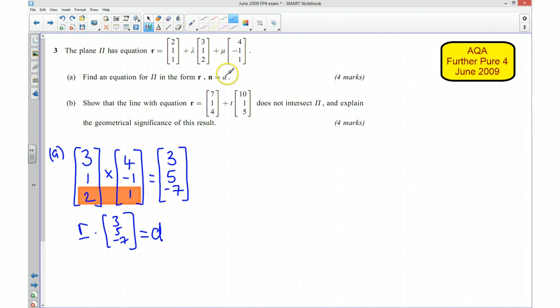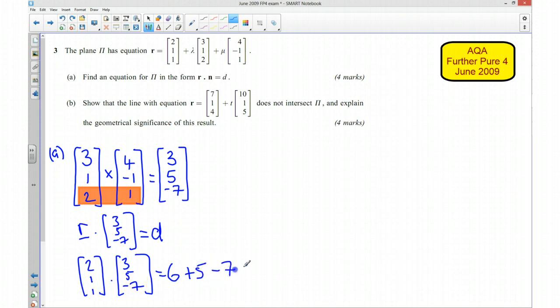Now luckily from here I do know a point on the plane, because I know 2, 1, 1 is going to be a position vector that lies on the plane. So I can now dot that with 3, 5, negative 7. So I've got 2 times 3, which is 6, 1 times 5, which is 5, so I add that on. 1 times negative 7 is negative 7, so I take away 7, and I've got 11 take away 7, which gives me 4. Okay, so that's telling me that d is equal to 4.